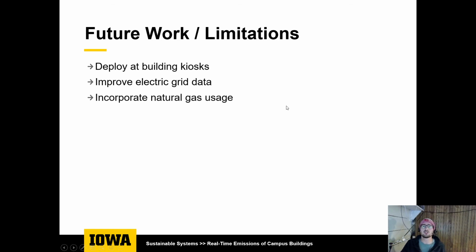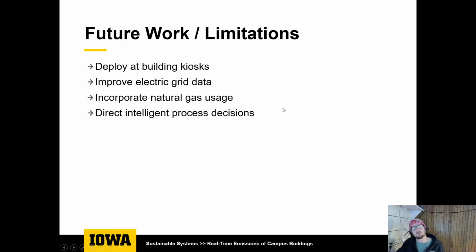Incorporate natural gas usage. Most buildings on campus use steam for heating, but some of them use natural gas for heating if they're too far away from the central steam system. Or some buildings have natural gas for other reasons. For example, the chemistry building has a natural gas line because they use Bunsen burners and such. So if we could incorporate natural gas usage for the buildings where that applies, that would allow us to calculate emissions for those edge case buildings.